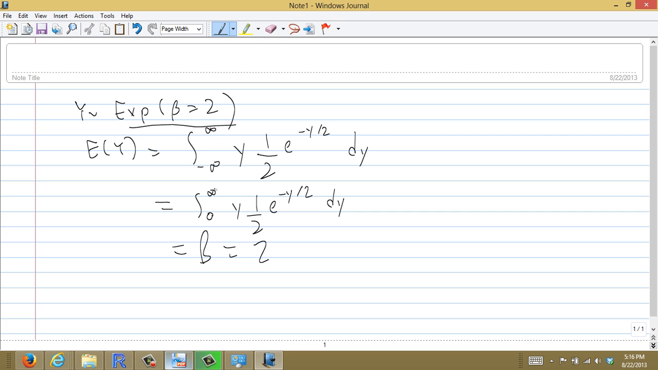So the expected value of this random variable is equal to 2. Similarly, the variance of our random variable is going to be equal to beta squared, which in this case is 4. And so we didn't have to do any integration to do that. So this is much more straightforward, much simpler. Use the information that you have at your disposal. So the expected value of y is 2, the variance of y is 4.